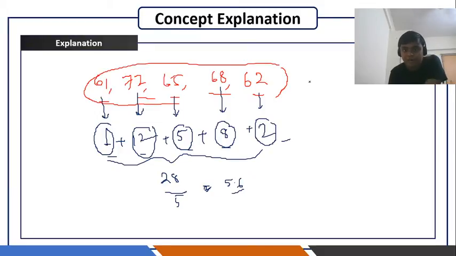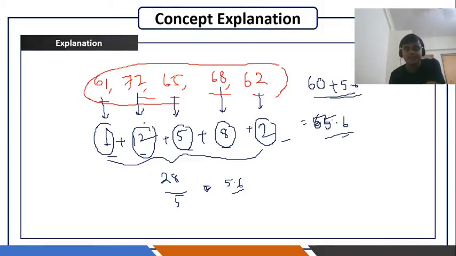which is 5.6. So to find the average, I just need to add 5.6 to 60. That will give me the answer, which is 65.6. So what I've done is simply subtract one number from all these numbers, find the average of the subtracted numbers, and then add 60 back.